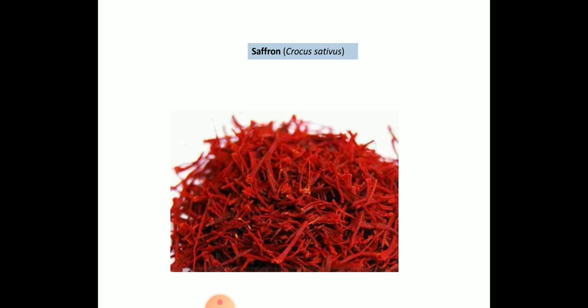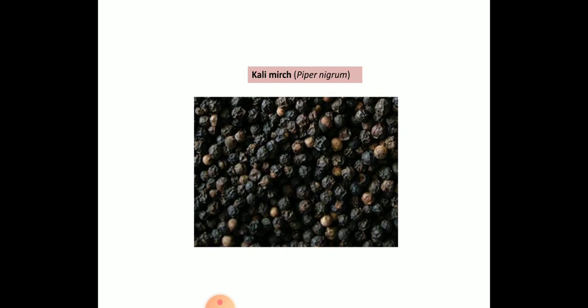Okay, and this is saffron. This is the costliest spice. Usually the stigma of the Crocus sativus is used as a spice. It is a coloring agent and also a flavoring agent.